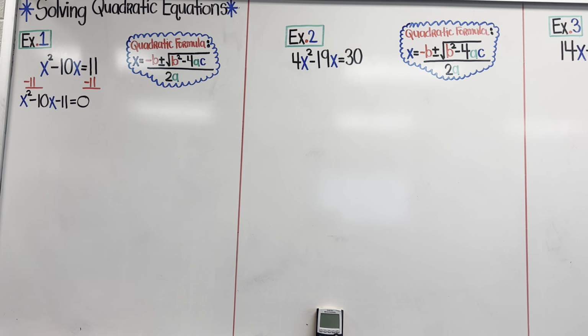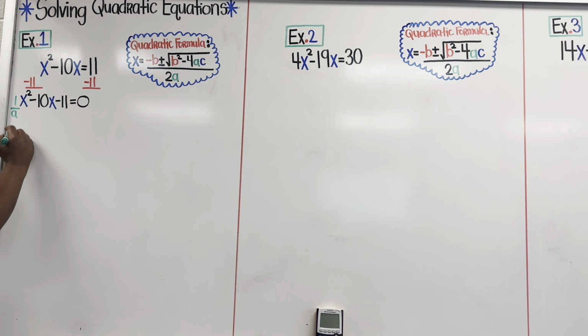Now the next step is to identify the coefficients and the constants, which are a, b, and c. A is always the coefficient in front of x to the second power. So a will automatically just be 1, because x squared is actually saying 1x squared. So I'm going to set a as 1.